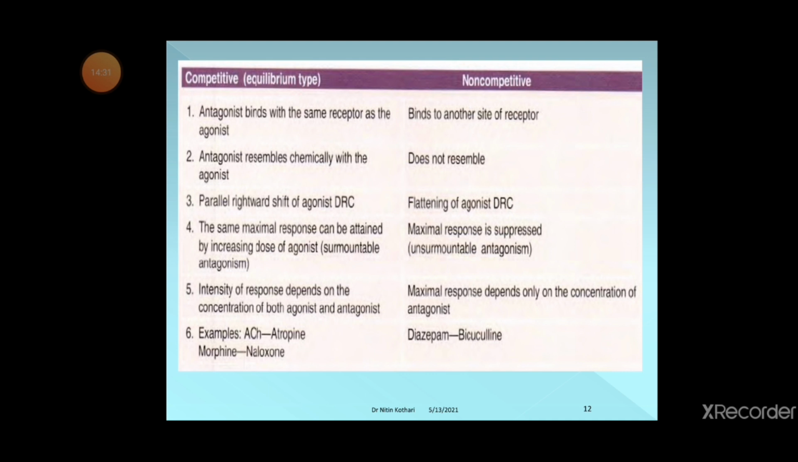In competitive antagonism, you have to increase the dose of agonist to obtain the same type of response. So the dose response curve is shifted towards the right side parallelly. In competitive type, the maximum height of the dose response curve is maintained. But what happens in non-competitive type? Maximum height of the dose response curve is reduced, that is called flattening of the dose response curve, and there is no rightward shift of DRC.